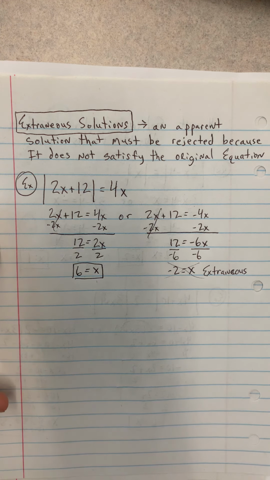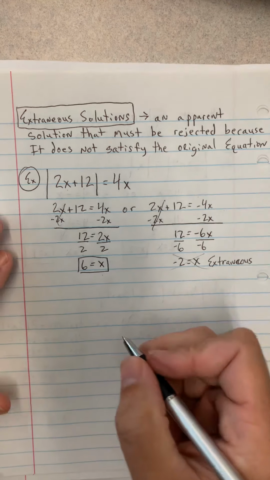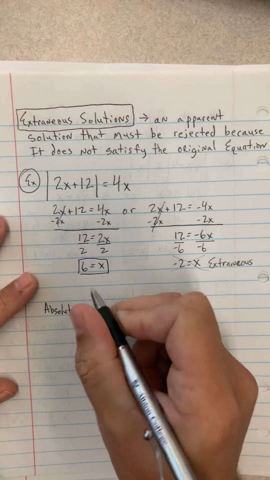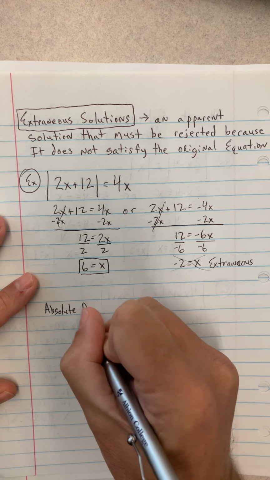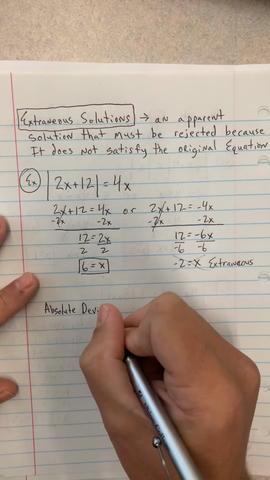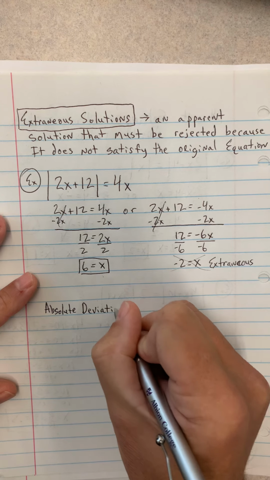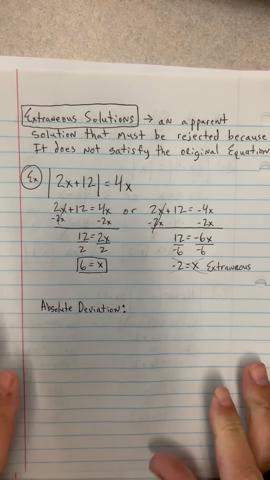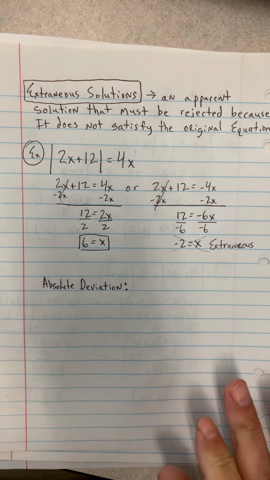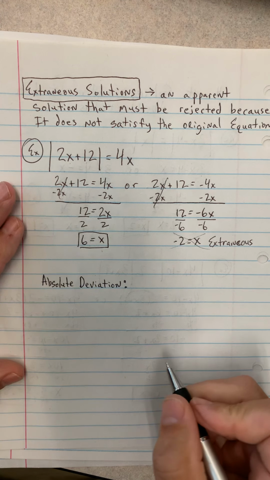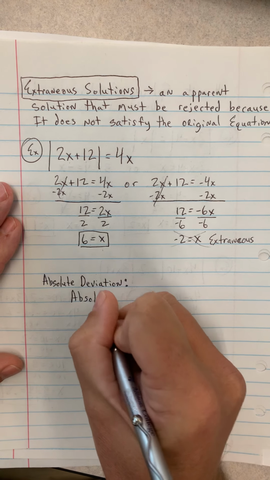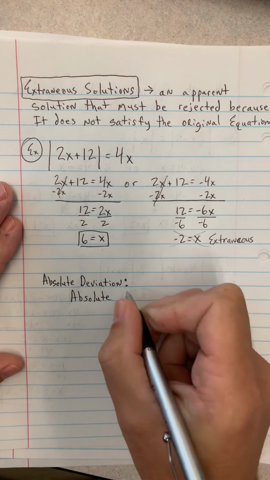Last thing we got to look at is absolute deviation. And you will use absolute deviation a ton if you are going into engineering or the real world, and we will definitely get into story problems dealing with absolute deviation. We'll give you a definition, and then we're just going to have to work with it.